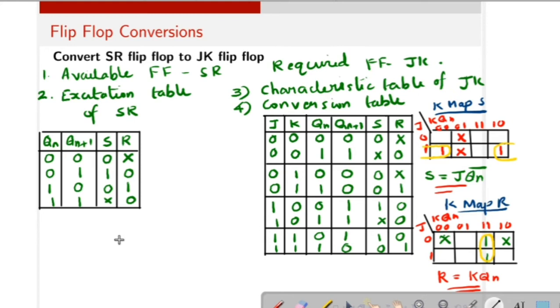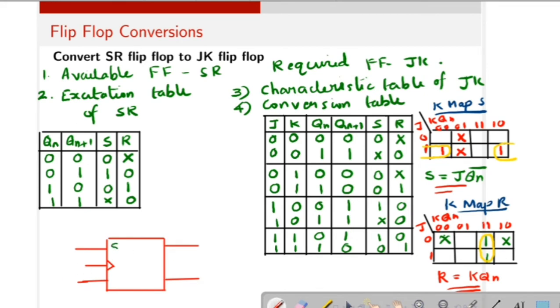Next we can draw the circuit of this JK flip-flop by using the SR flip-flop. For this, first we draw an SR flip-flop. SR flip-flop has 2 inputs S and R, then a clock, then two outputs Q and Q bar. So we can mark the inputs.